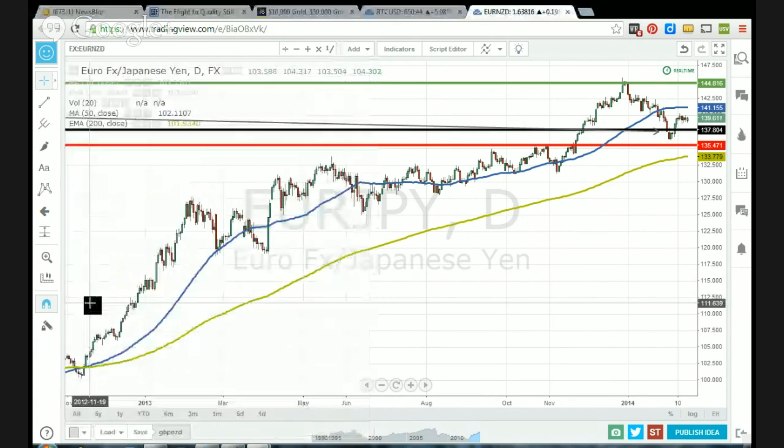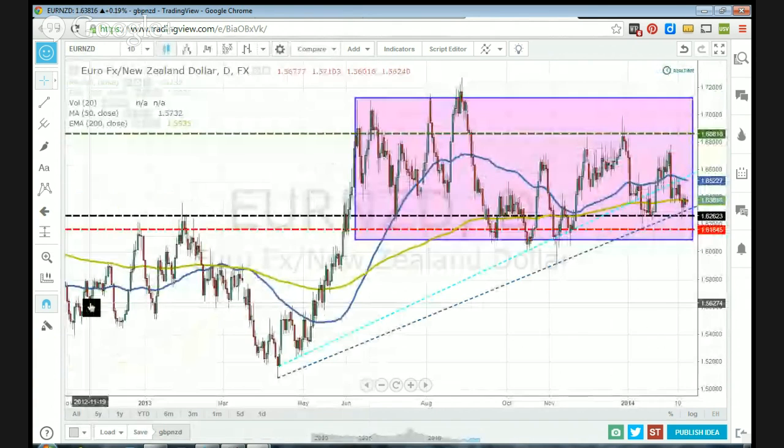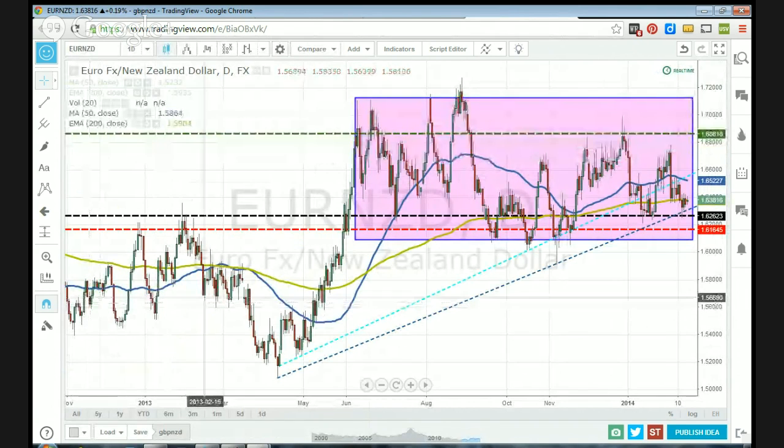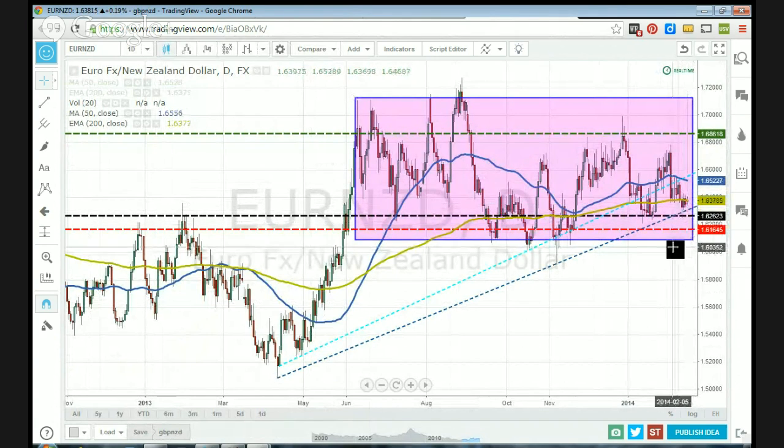Euro Kiwi. Okay, this is interesting. I mentioned that I would like to see the 200 exponential moving average converge with this blue trend line here. If we can see that, then I might be interested. This looks like interesting price action here. We're seeing a lot of consolidation. I may put an entry order on Euro Swiss or Euro Kiwi.